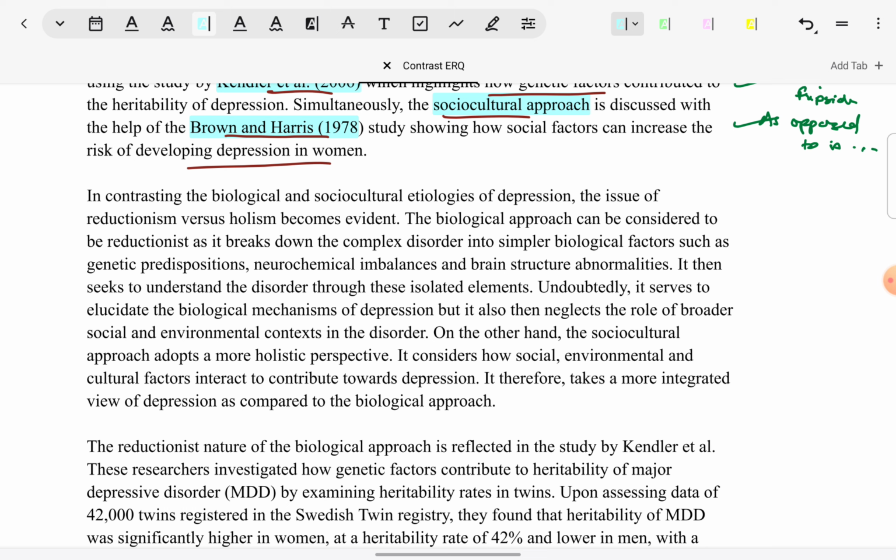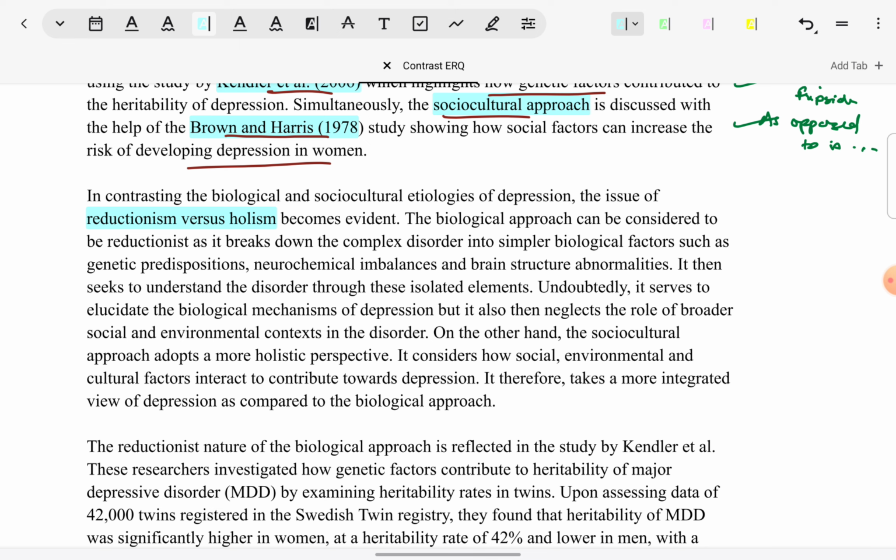Even if you don't want to think of it as an argument, because that is something you like to reserve for the discuss command term, you can think of it in terms of on what point or on what basis am I contrasting the two approaches right now. I need to make it clear to the examiner. So this is a way of saying that firstly we are going to contrast the two approaches on reductionism versus holism.